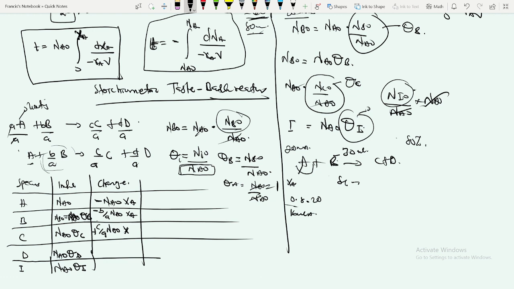So that will be a positive c over a, then N_A0 X. For the D also, just d over a, N_A0 X. So conversion of A, conversion of A.